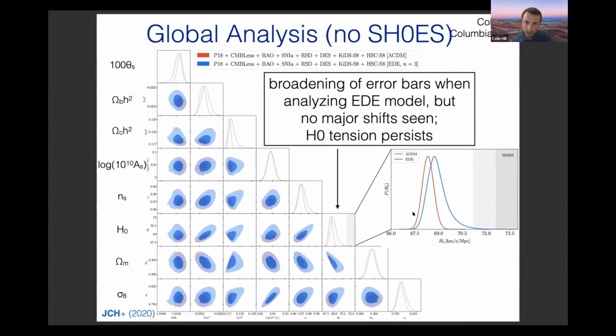And if we just zoom in on the H0 panel down here, you can see that there's not a massive shift in the inferred H0 value. There's a broadening of the error bars in this EDE model, given that it has 3 additional free parameters, but there's no major shift, and the H0 tension with respect to SH0ES certainly persists.